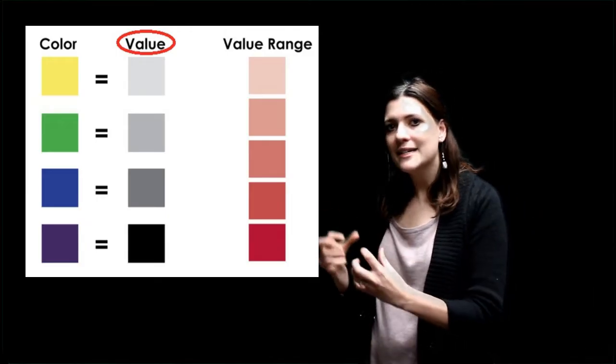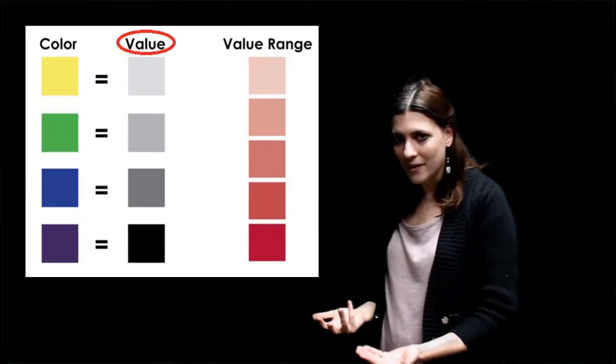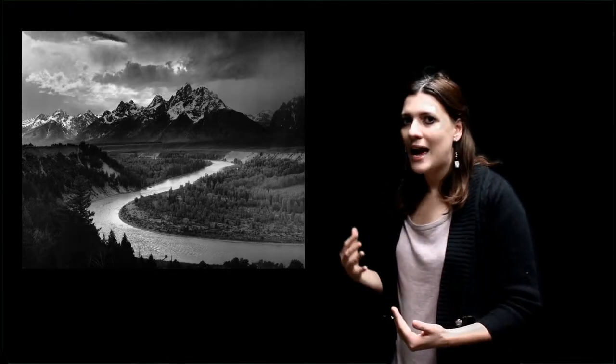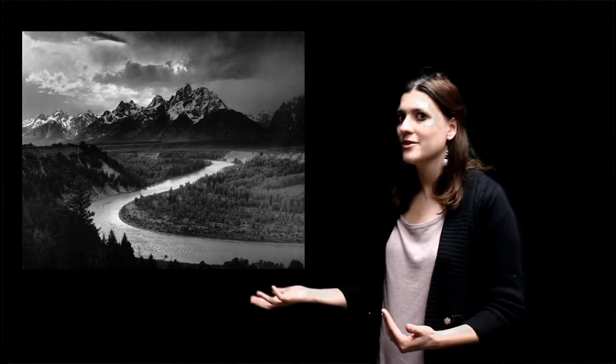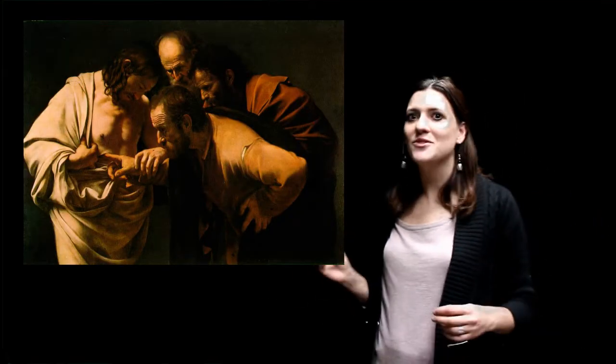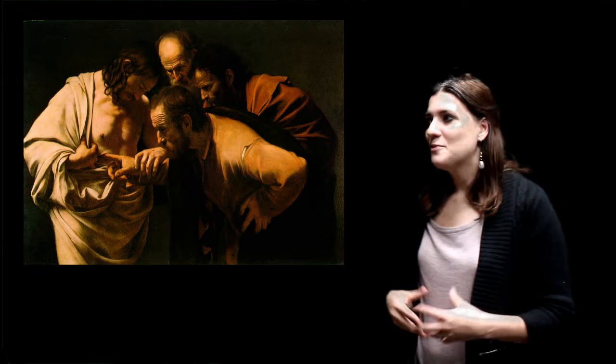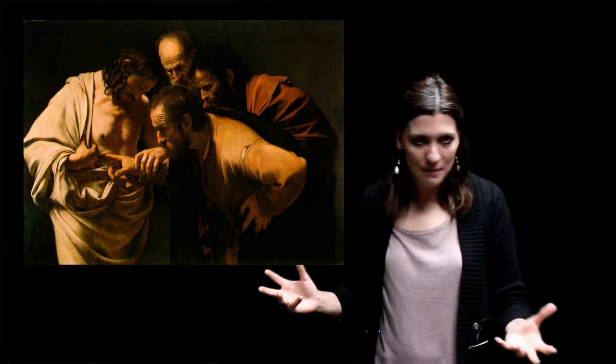Now, value is just a term used to describe the different shades of light and dark that you see in a work of art. And believe it or not, value can make a big difference in how you perceive and experience a work of art. Artists like Caravaggio liked to use extreme dark and light values, which made his works seem very dramatic, and it reminds us of the type of extreme lighting that we see in theater.